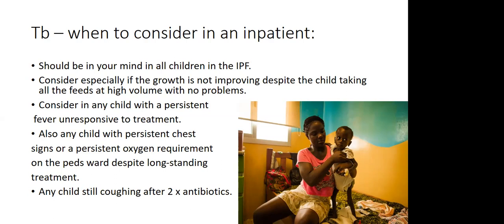And especially the other thing I want to say is children with a persistent oxygen requirement. Generally, children are not usually on oxygen for a long, long time unless they have a heart problem or TB. So it's worth considering that. So really, those are your things: your 2 antibiotics, no improvement, persistent fever, and lack of weight gain. Those are all situations where you want to consider TB.